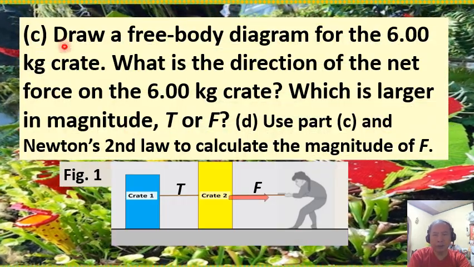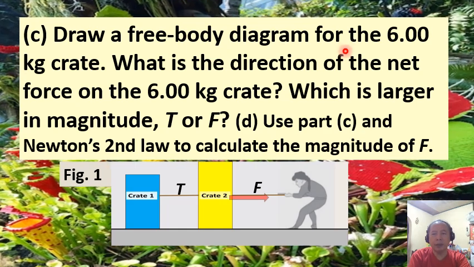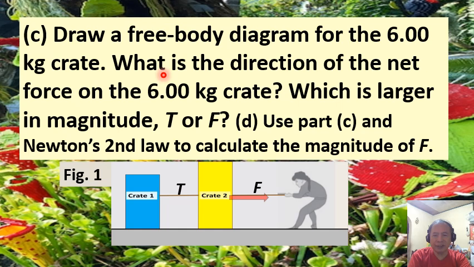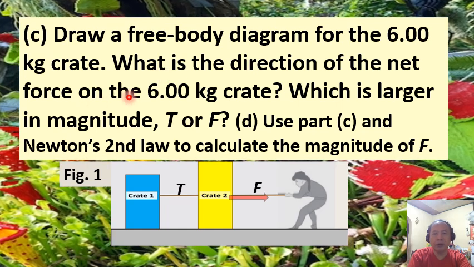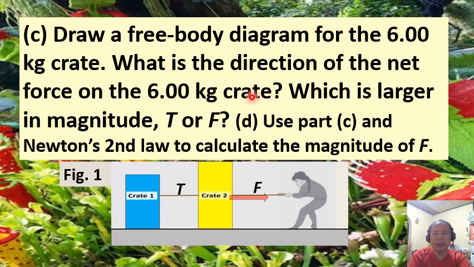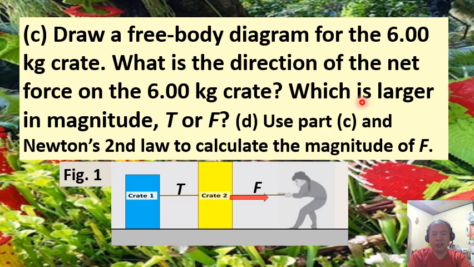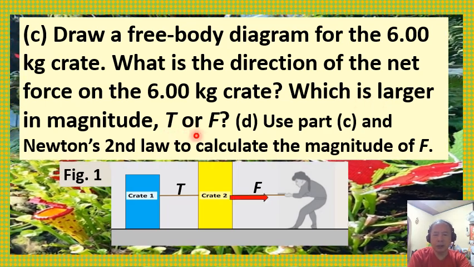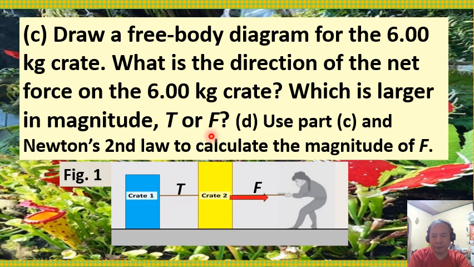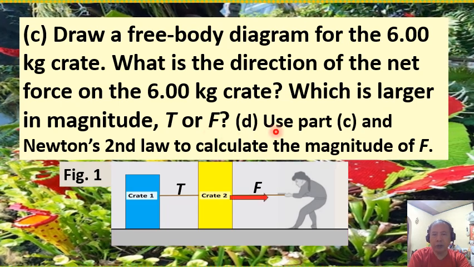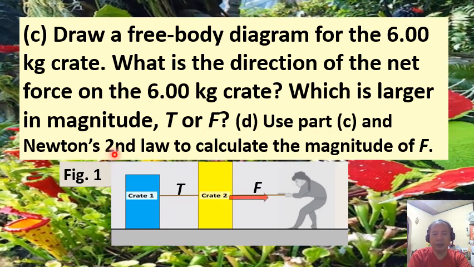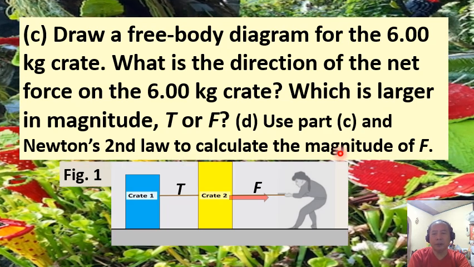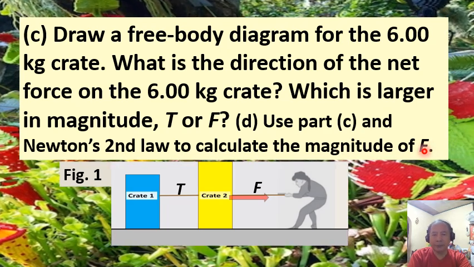Question letter C. Draw a free body diagram for the 6.00 kilogram crate. What is the direction of the net force on the 6.00 kilogram crate? Which is larger in magnitude, tension T or force F? And question letter D. Use part C in Newton's second law to calculate the magnitude of force F.